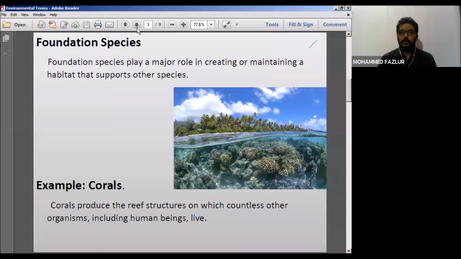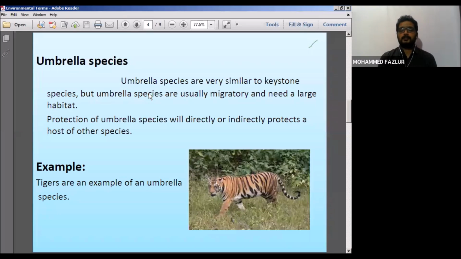Example, corals. Corals produce a reef structure, a continuous structure on which other species will survive. So foundation species has already been asked in one of your examinations. So just remember that an example of foundation species is corals. I'll take one more species, that is umbrella species.